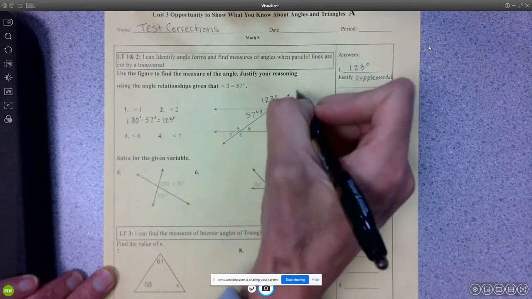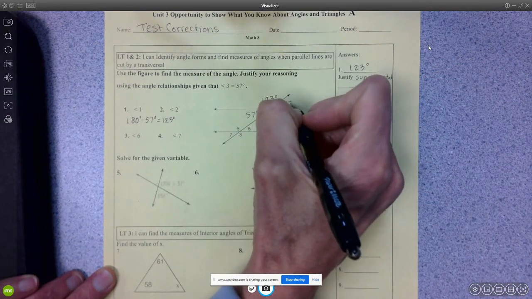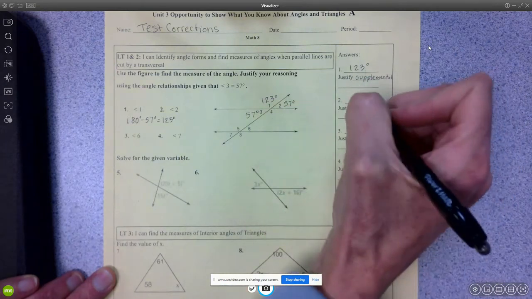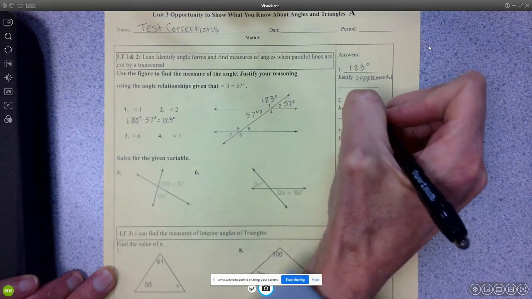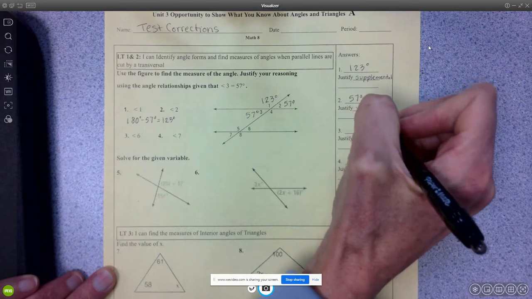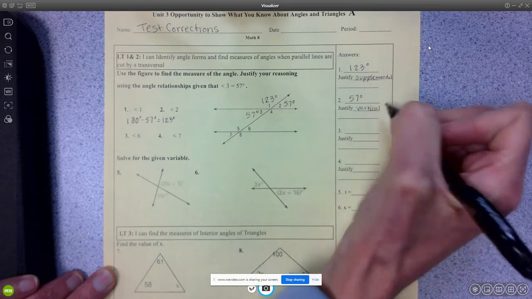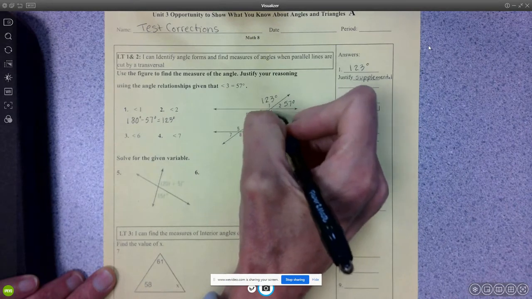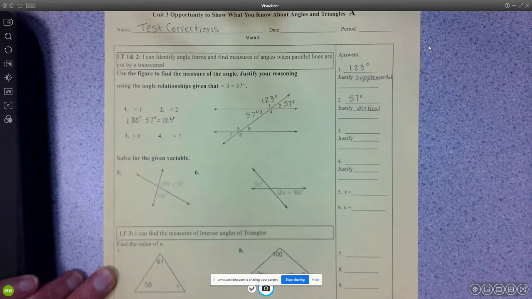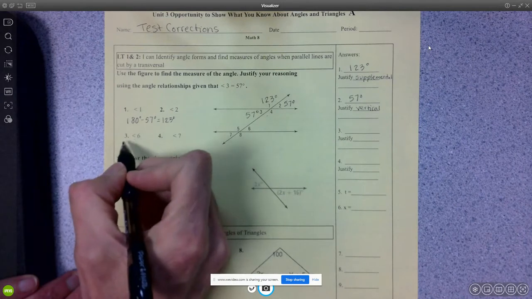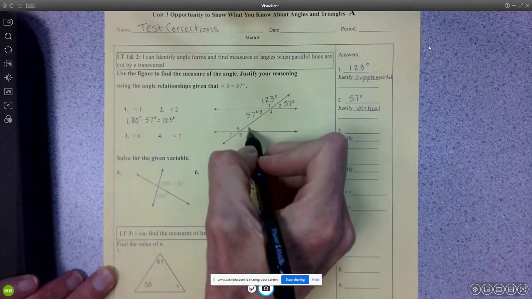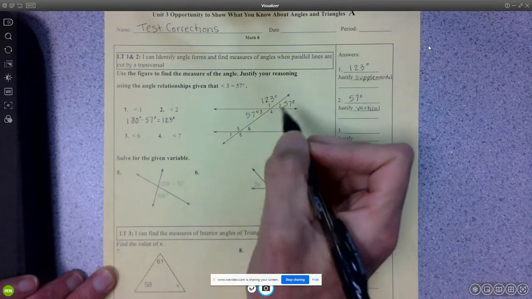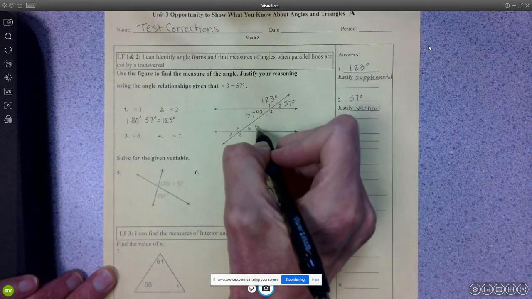So that's how I figured that out. Then angle 2, it's 57 degrees. And when I look at that, I recognize they are congruent angles because they're vertical. And angle 4, it turns out, I don't have to know, but it would also be a vertical angle. Angle 6 for number 3, that's down here. And angle 6, that one's 57 degrees.